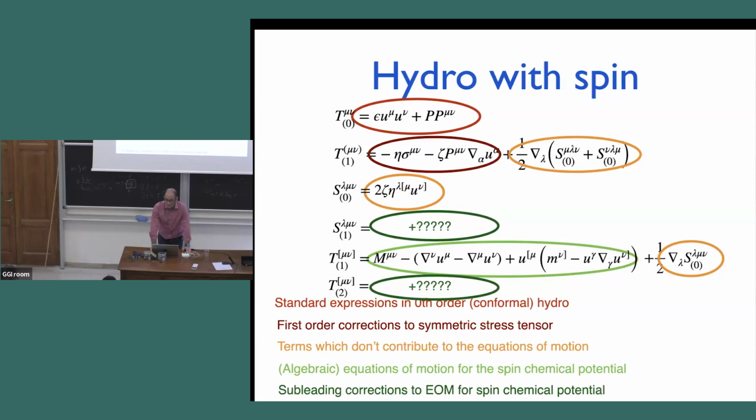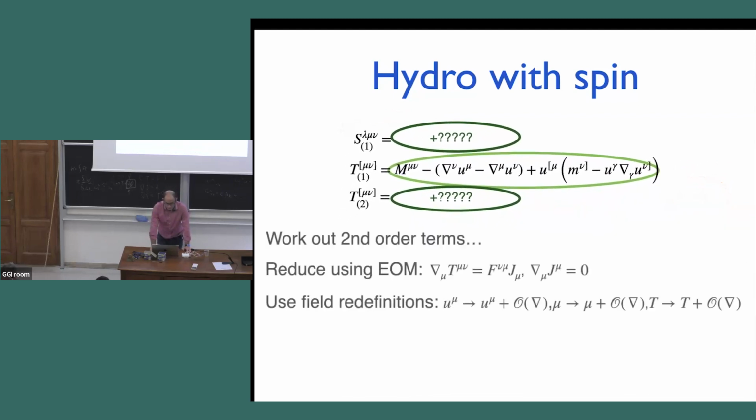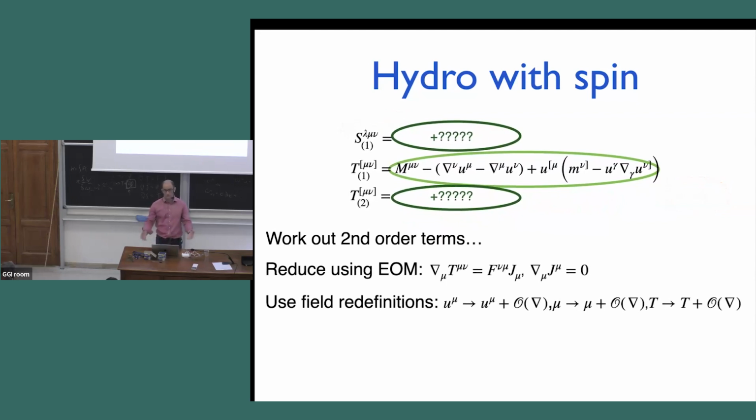Okay, so this is really the interesting part. So now there's a question of what sort of dissipative terms can we add to the spin current at first order and to the antisymmetric part of the second stress tensor at second order. Let me ignore the terms that don't enter the equations of motion. I'm interested only in terms that actually change the equations of motion. What we need to do is the same thing, except go to second order in derivatives, write down all possible second order terms, reduce the number of second order terms using the equations of motion, and we can use field redefinitions.